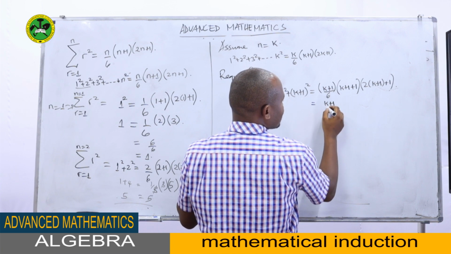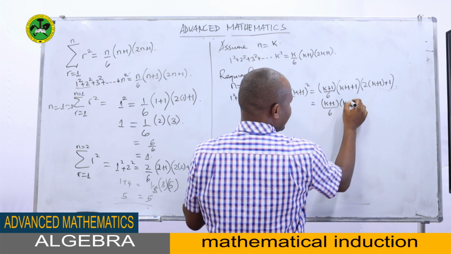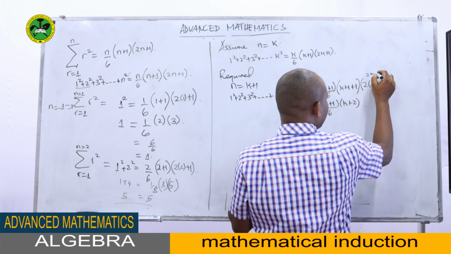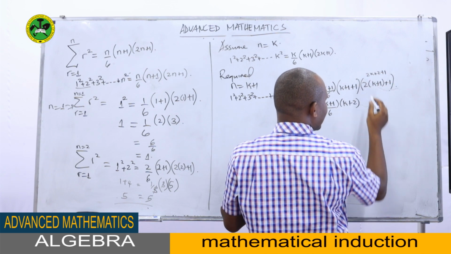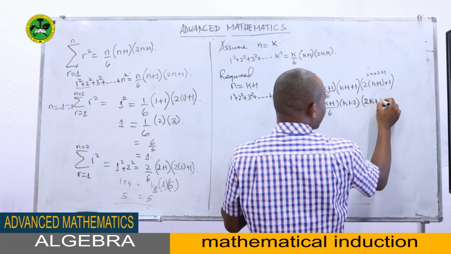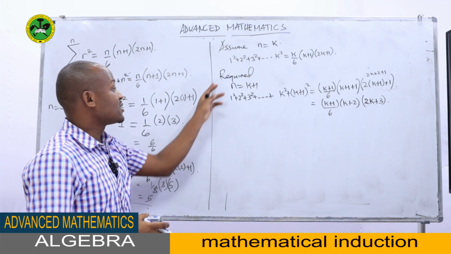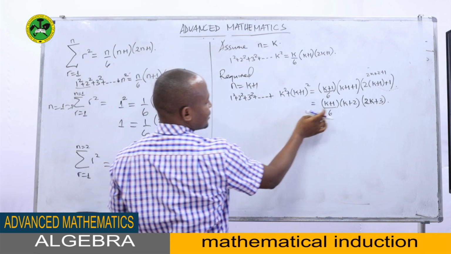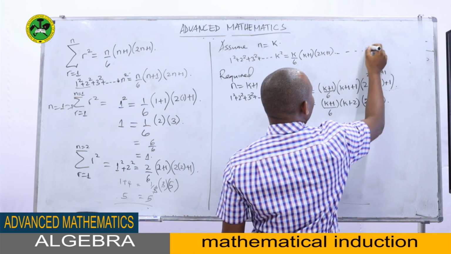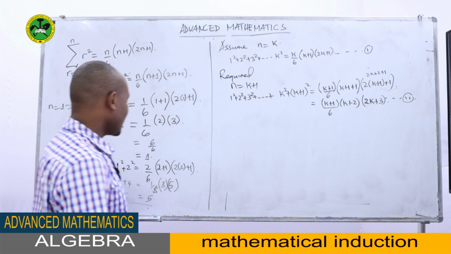K plus 1 over 6, then k plus 2. Simplifying that gives 2k plus 2 plus 1, which means 2k. Oh, so that is what is required. That means the sum of that is equal to that. Now, calling this equation number 1, and that equation number 2.